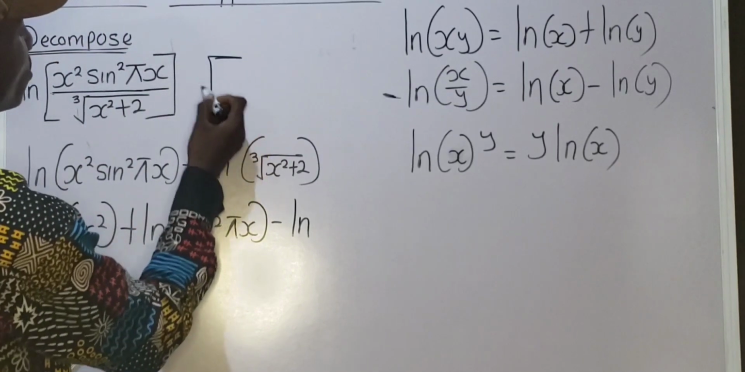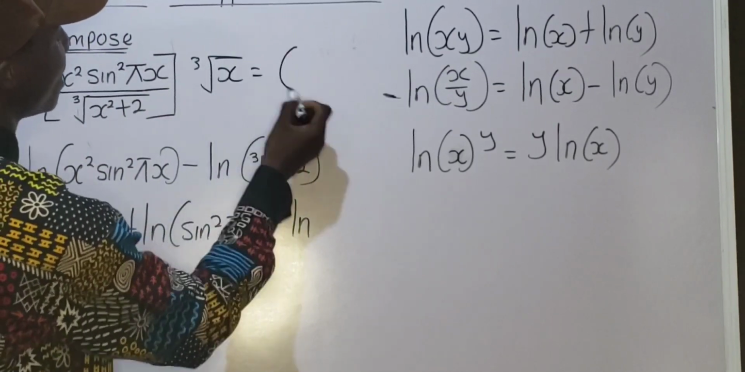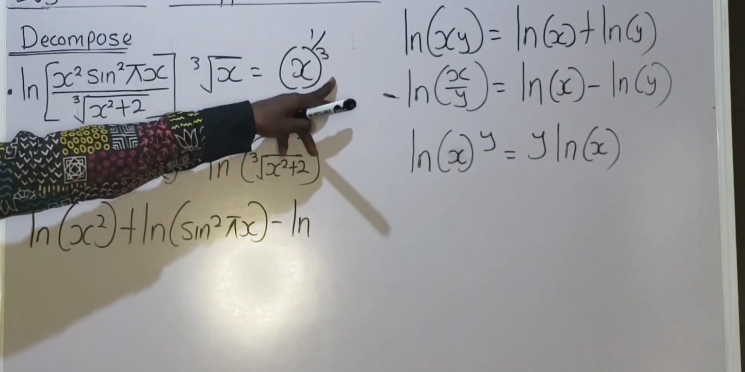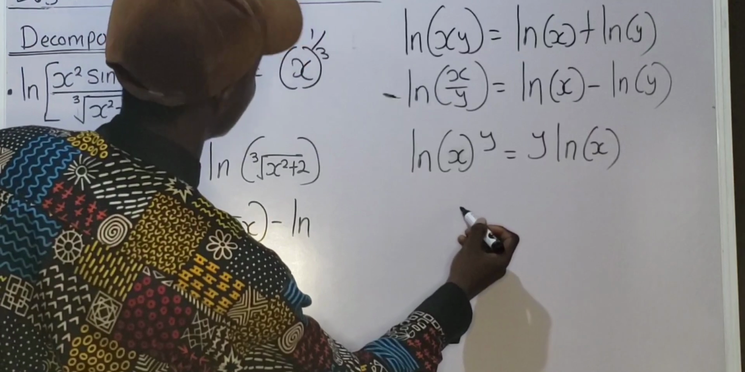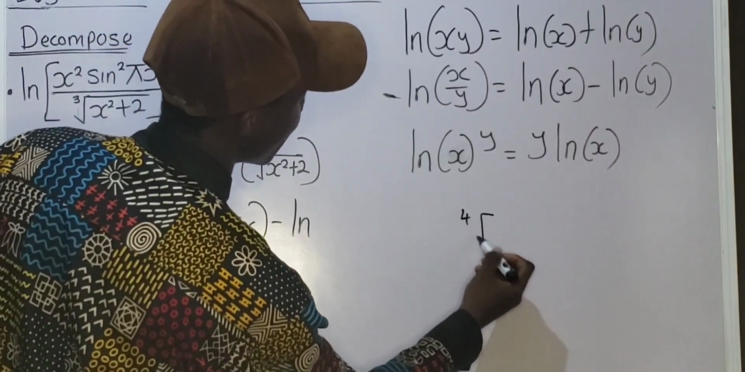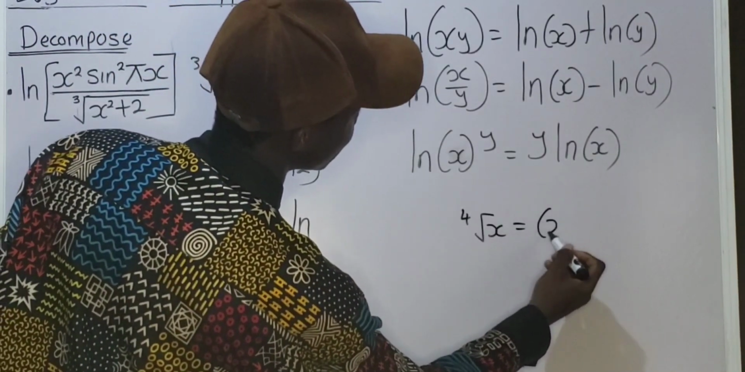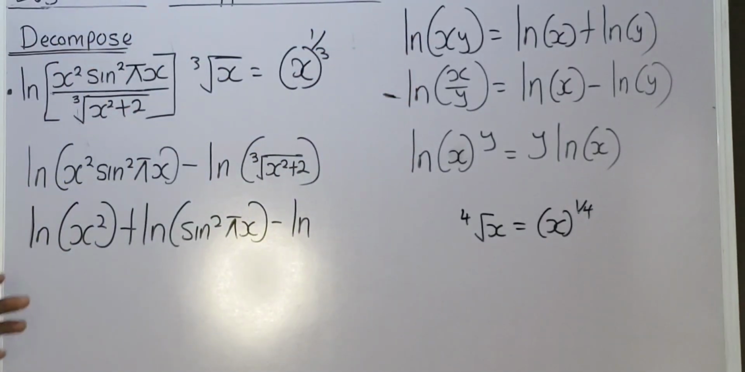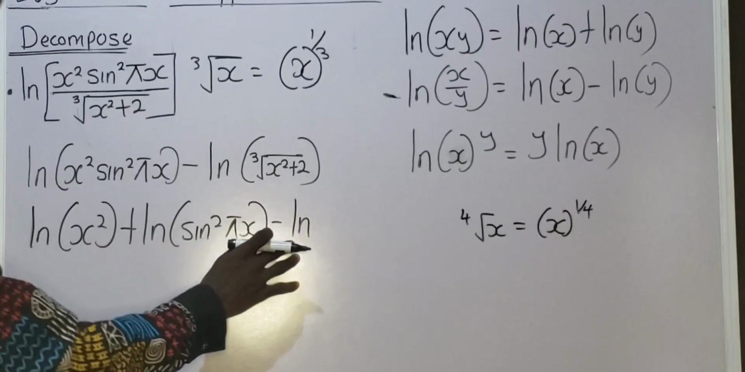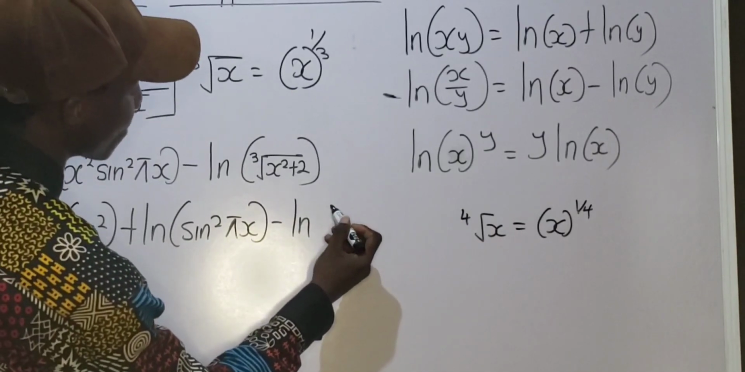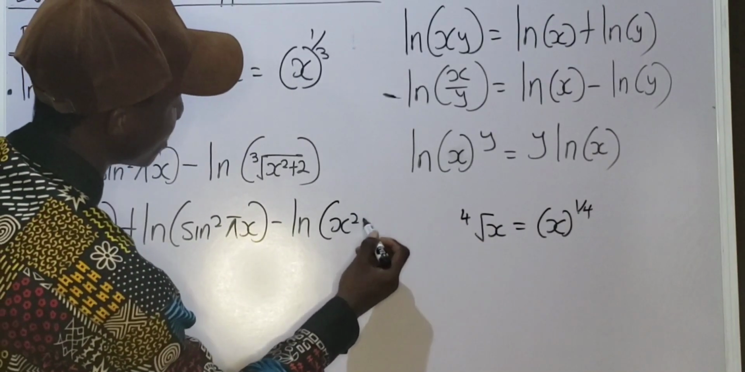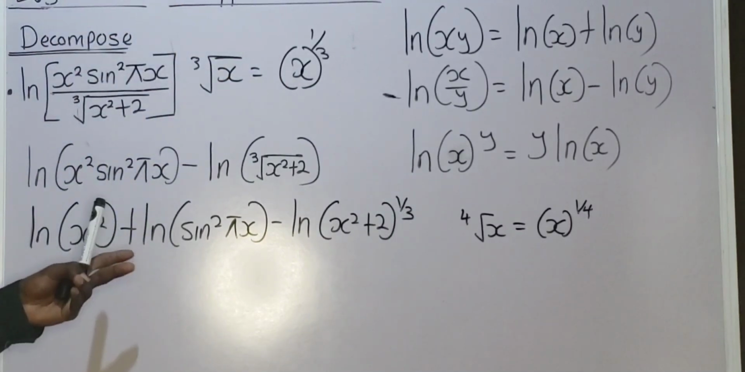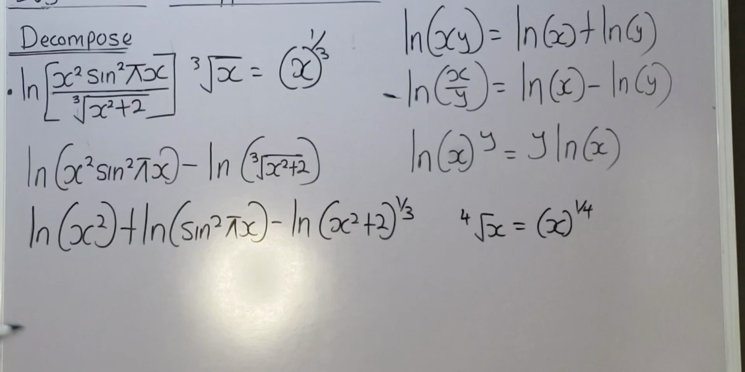if I have the cube root of x is equal to what? x raised to the power of what? 3. Oh, sorry. x raised to the power of 1 over 3. You understand? So if I have, let's say, the fourth root of x, this can be written as what? x raised to the power of what? 1 over 4. Do you understand? So that is very, very simple. We are still going to make use of the approach here. So for this, I'm going to have ln of x squared plus 2 raised to the power of 1 over 3. Do you understand how I got it? So let's proceed.